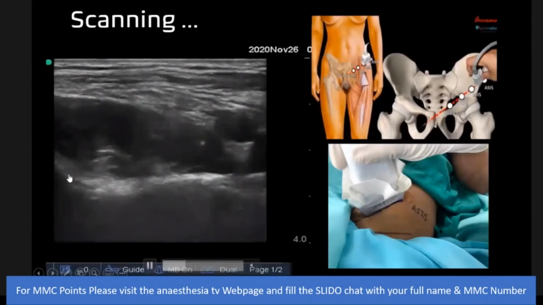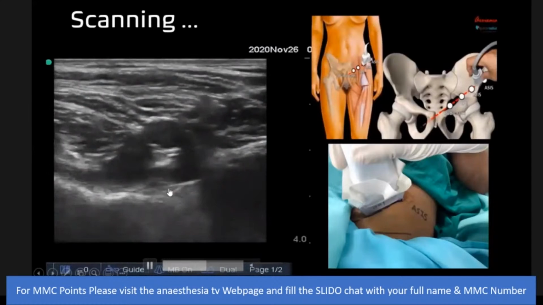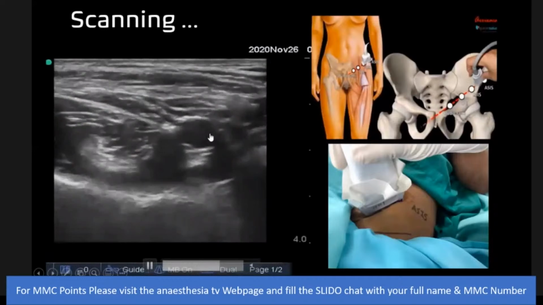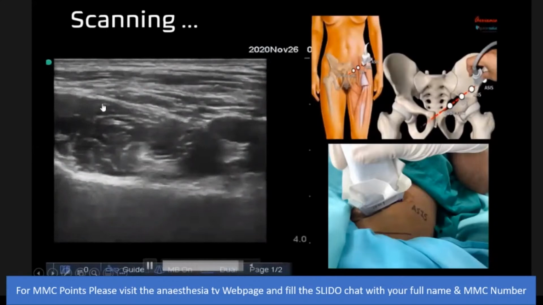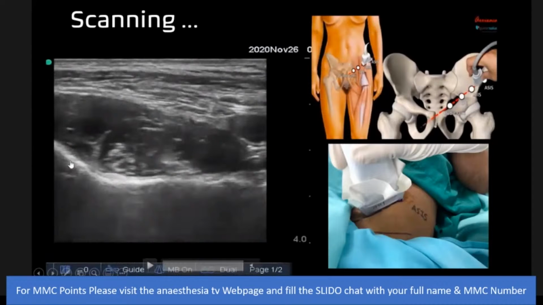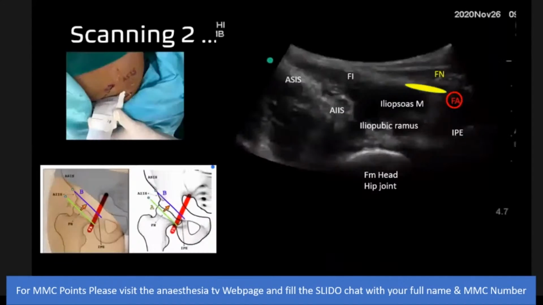This is AIIS. This is the iliopubic eminence. You can see the femoral artery. Here lies the femoral nerve. This is the iliacus muscle. This is the psoas muscle, and this is the psoas tendon.